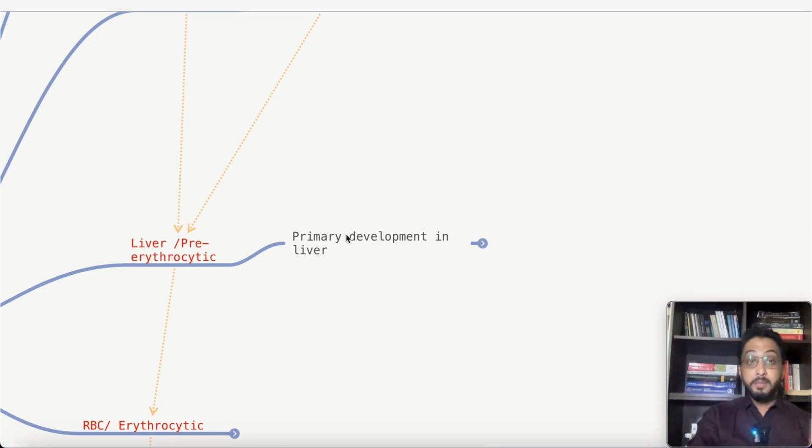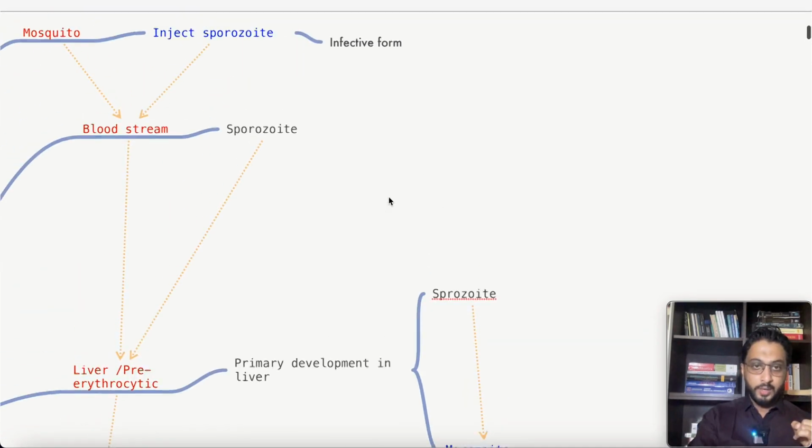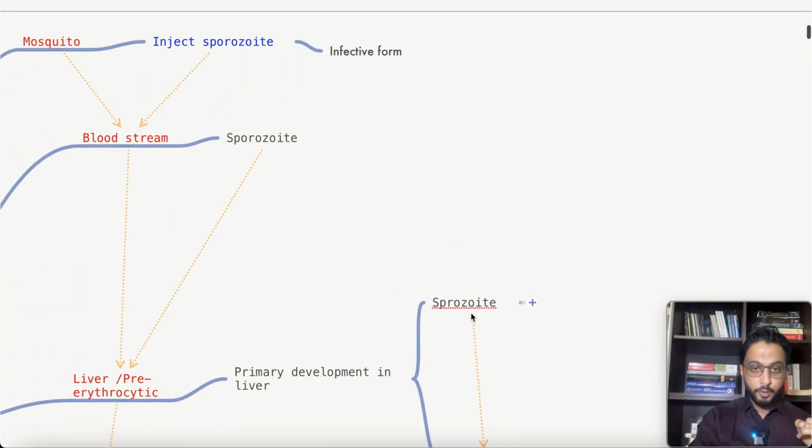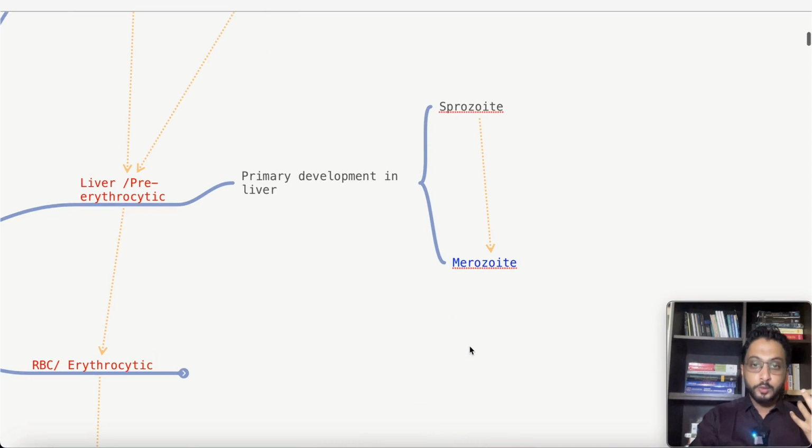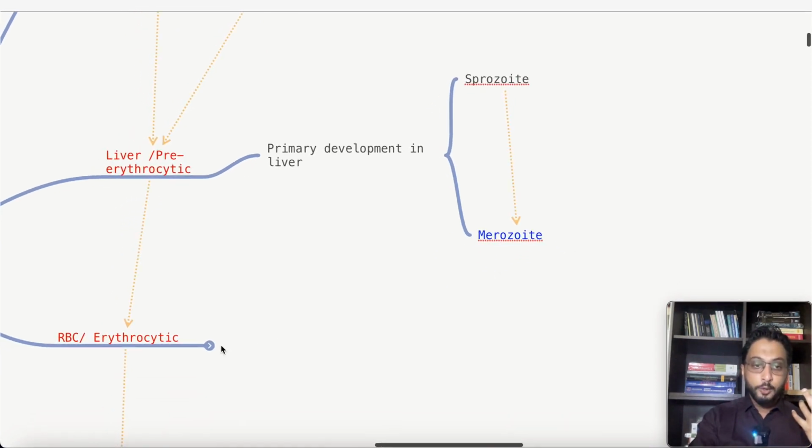Okay, so the primary development takes place in the liver. Now here, 2 things happen. You already saw that sporozoite coming to the liver. This sporozoite further develops, I told you the primary development, so further develops into merozoite. So whatever is there now, it's a merozoite. This merozoite goes into the RBC.